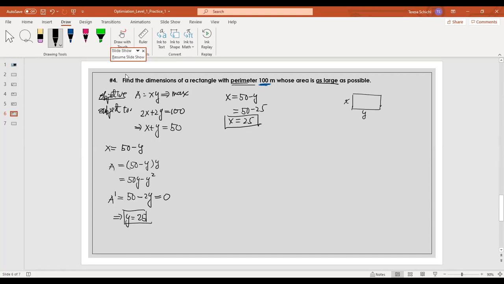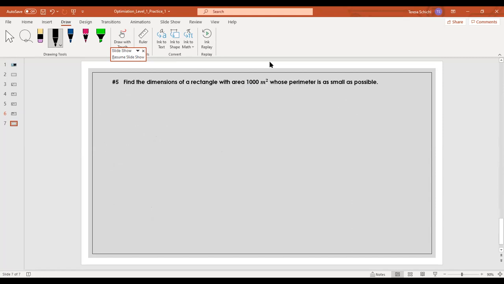So this rectangle turns out to really be a square, because X equals 25 and Y equals 25. What is the area here? The area will just be 25 times 25, so it's 625. This is the largest area you're going to have with a perimeter of 100. As long as you draw a picture and find your objective function and your conditions, I think you will be able to solve it. It's pretty easy.